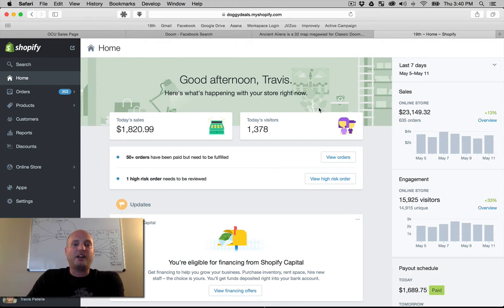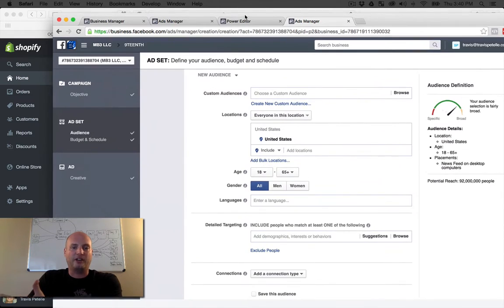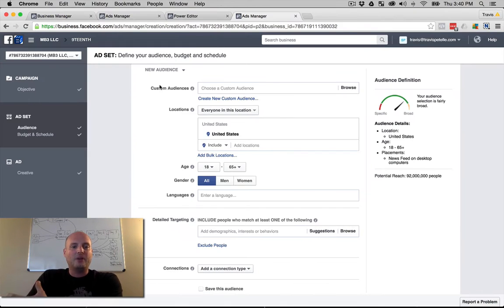In this one, we're going to be talking about the options you have when it comes to Facebook and targeting. This is one of the big advantages that Facebook has with their ad platform, that you can really dial in your message and your advertisement to the exact audience that you want to reach out to.